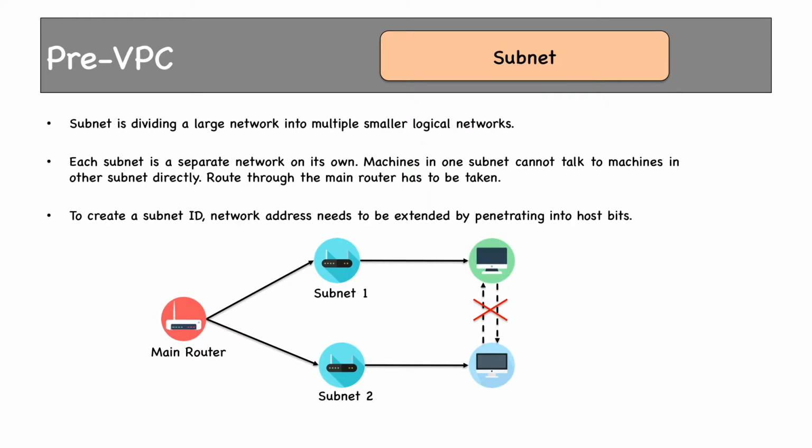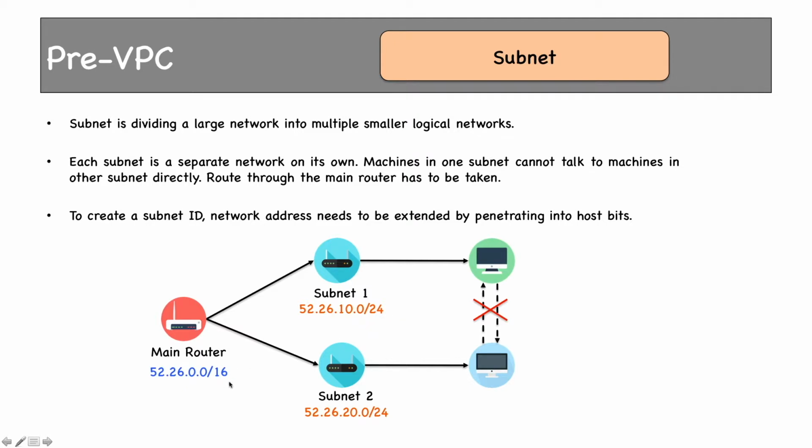To create a subnet ID or subnet address, the network address needs to be extended by penetrating into host bits. If this is the network address, we have 16 bits for network and 16 bits for host machines. To create subnets, we'll have to divide this network address further, which can only be done using some bits allocated for host. So we have 16 bits allocated for hosts. These two are available, these are the subnetwork addresses. If you see, the subnet addresses have extended the network address to 24 bits, and we only have 8 bits available per subnet for the hosts.